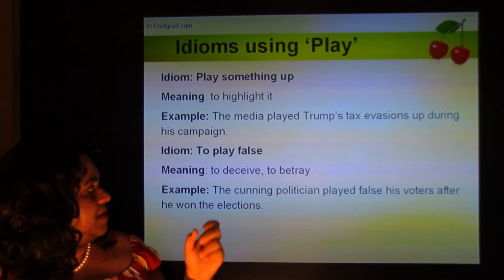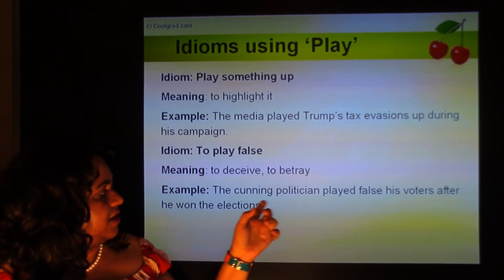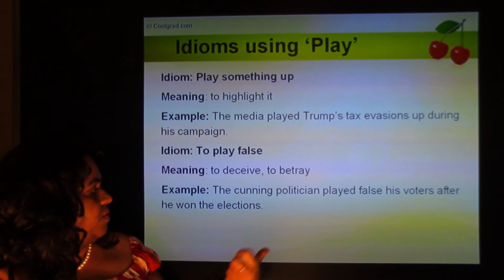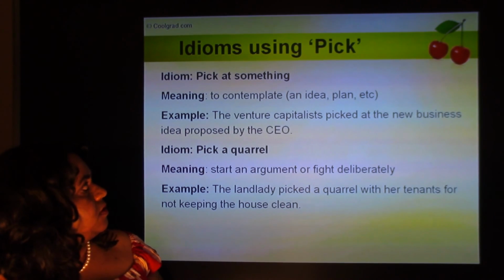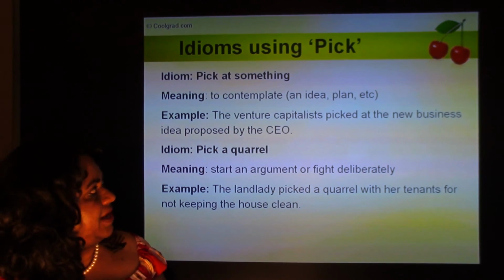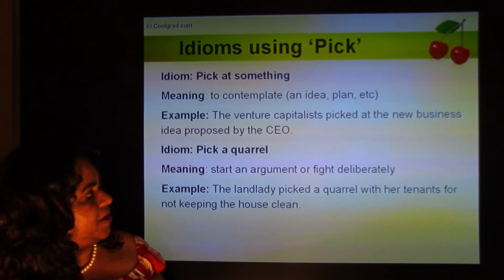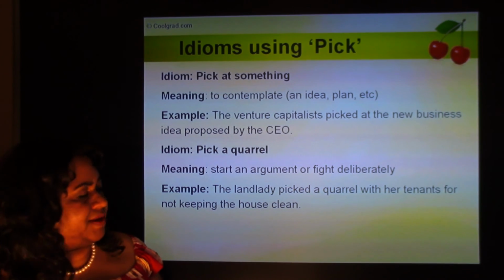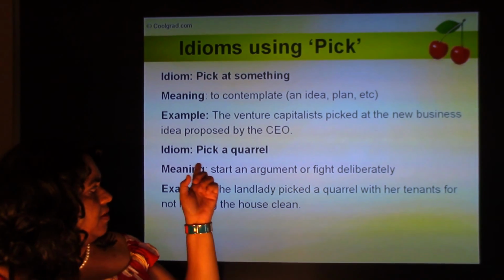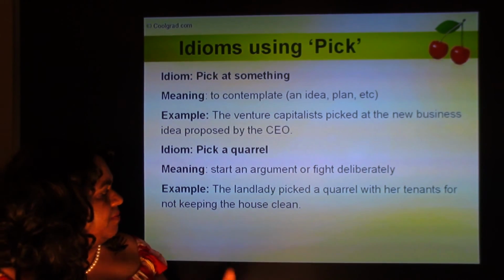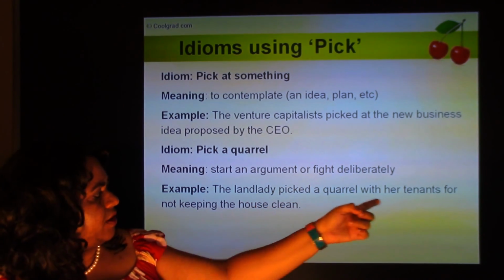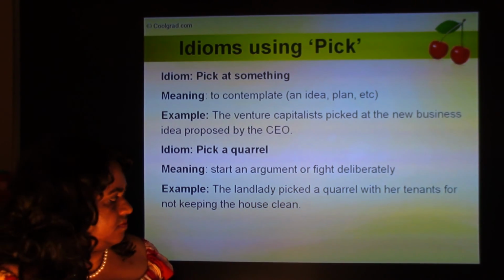To play false means to deceive or to betray. The cunning politician played false with voters after he won the elections. Pick at something means to contemplate an idea or a plan. The venture capitalist picked at the new business idea proposed by the CEO. Pick a quarrel means to start an argument or fight deliberately. The landlady picked a quarrel with her tenants for not keeping the house clean.